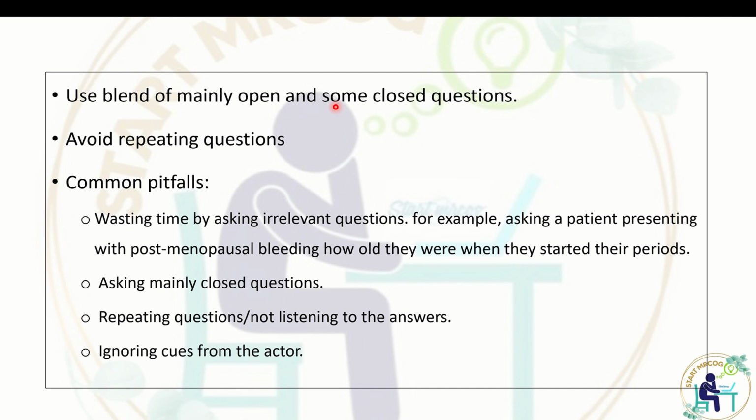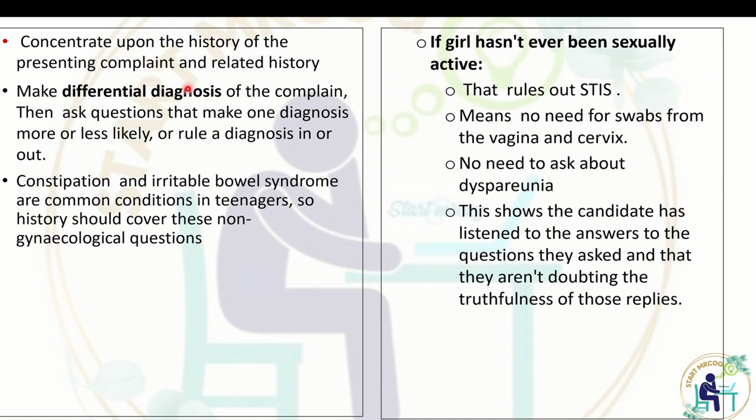Common pitfalls: wasting time by asking irrelevant questions. For example, asking the patient presenting with postmenopausal bleeding how old they were when they started their period, the menarche. Asking mainly closed questions, repeating questions and not listening to the answers, ignoring cues from the actor. You need to concentrate on the history of the presenting complaint and related history.